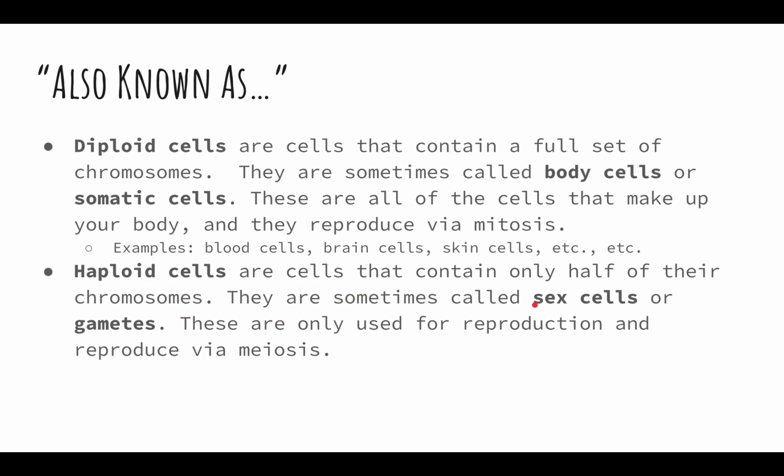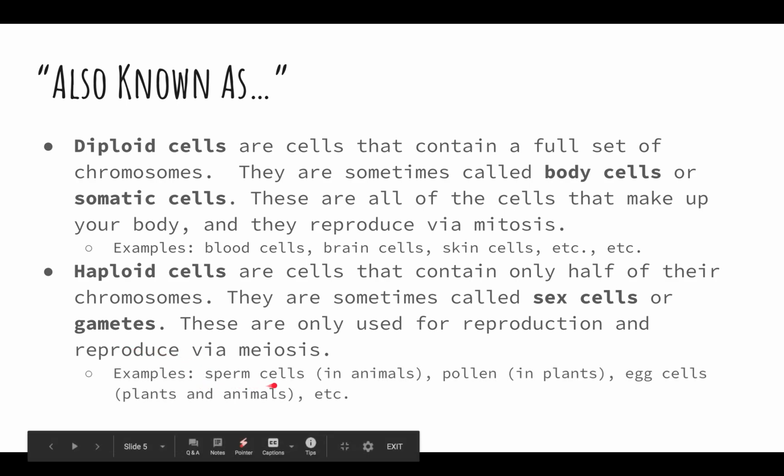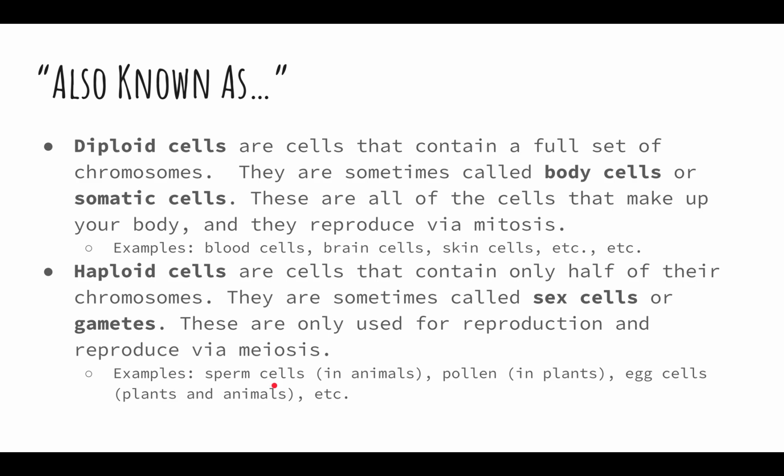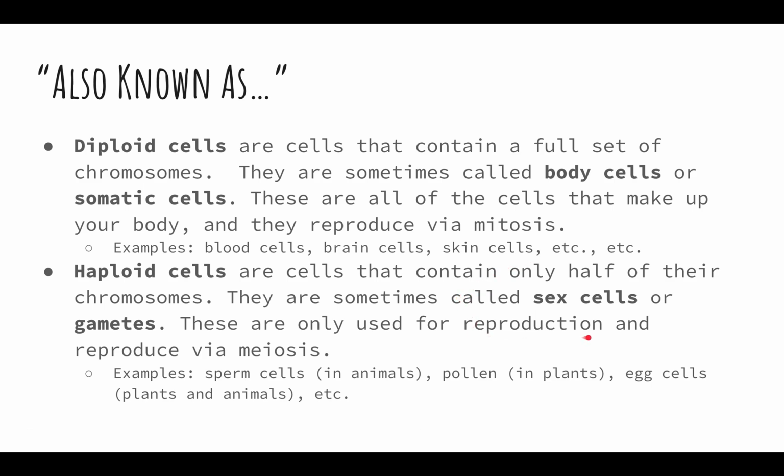Now, they are sometimes called sex cells or gametes. And the reason they would use those was because instead of saying the other words, like sperm cell is just for male, egg cell is just for female. So if you're just talking about haploid cells in general, sometimes it's easier to just say a gamete or a sex cell. And if you haven't figured it out yet, they're only used for reproduction.